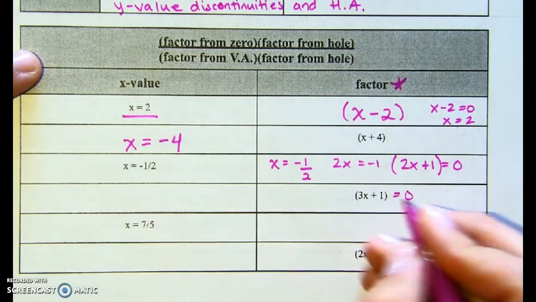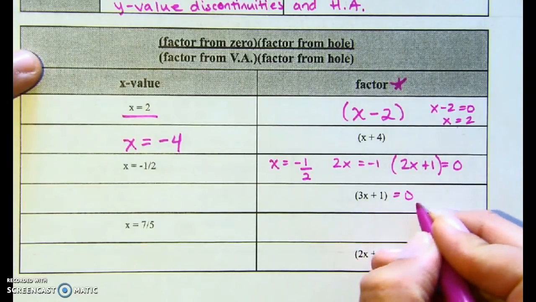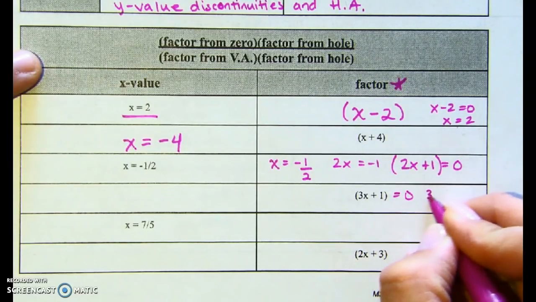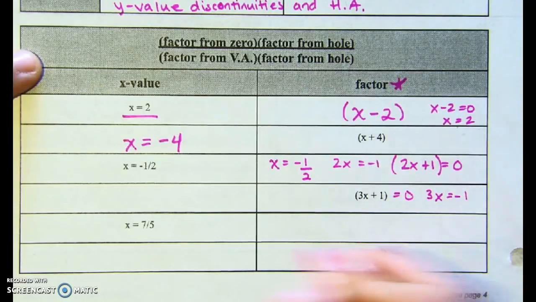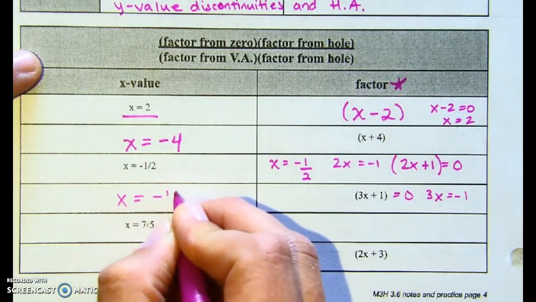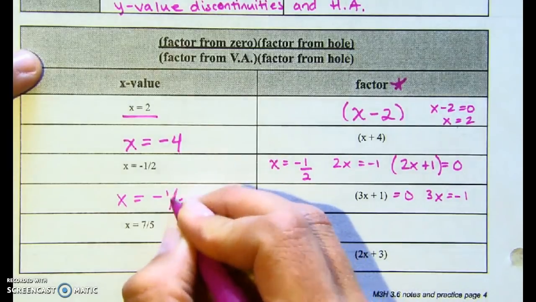Cool? Okay, so set this factor equal to 0. Now we're going the other way. Now we're solving for x. And what would we do? We would subtract 1. 3x equals -1. And so x equals -1/3.